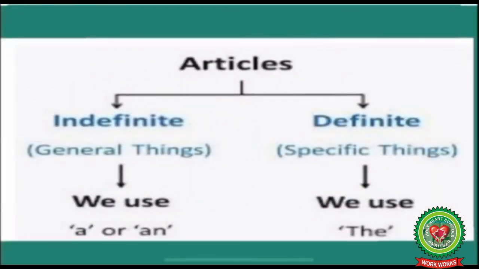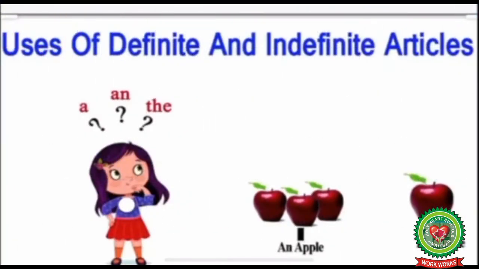Now children, let's see the different types of articles. We have two types of articles. First of all, see indefinite article. When we talk about general things, when we talk generally, under this we use articles a or an. And the second type is definite articles. Definite means specific things. When we talk about a particular thing, when we particularize a thing, then we use article the. Now see children, the confusion is where to use definite article and where to use indefinite articles.